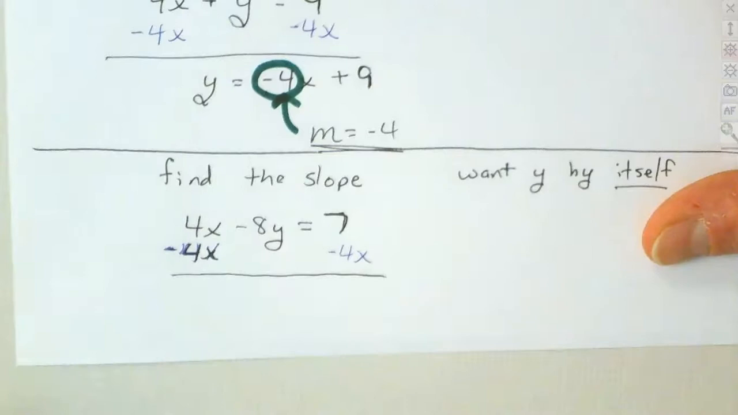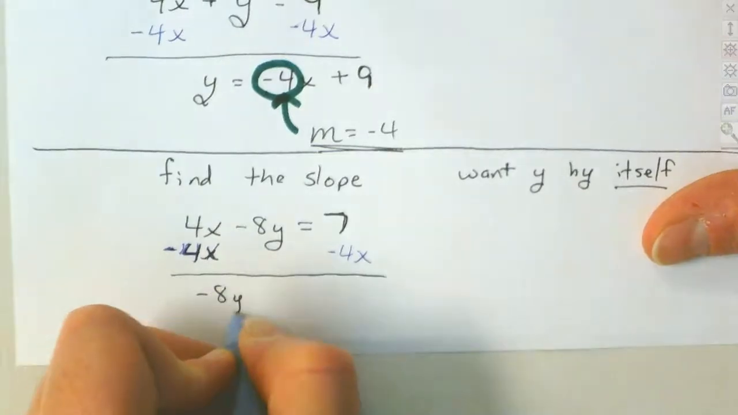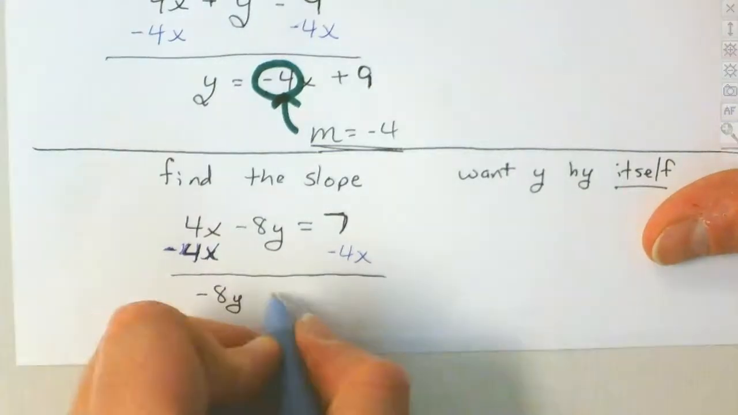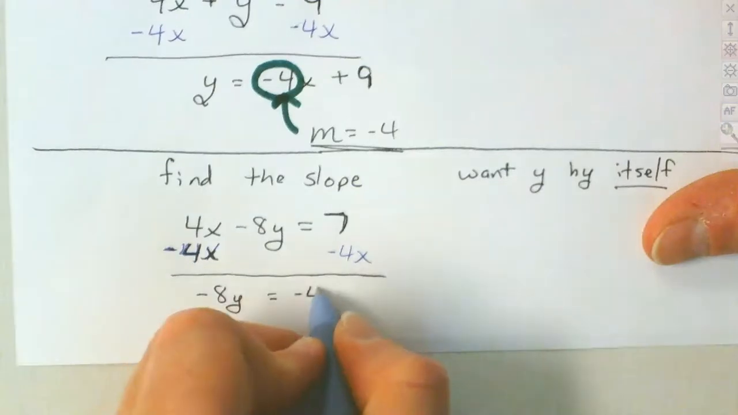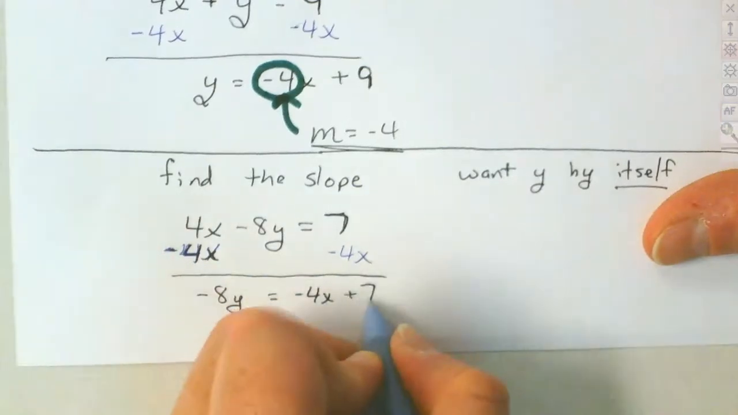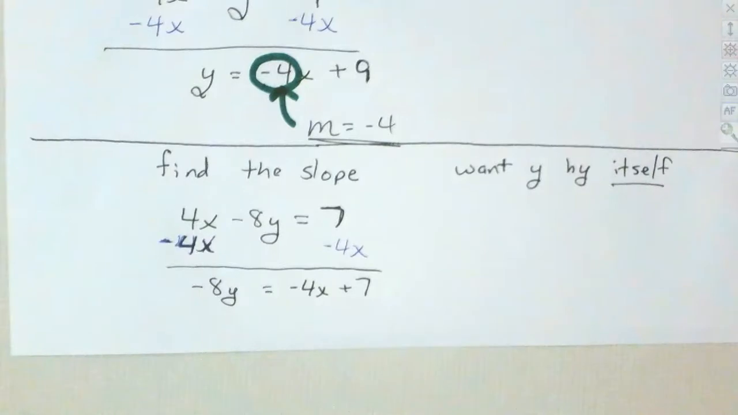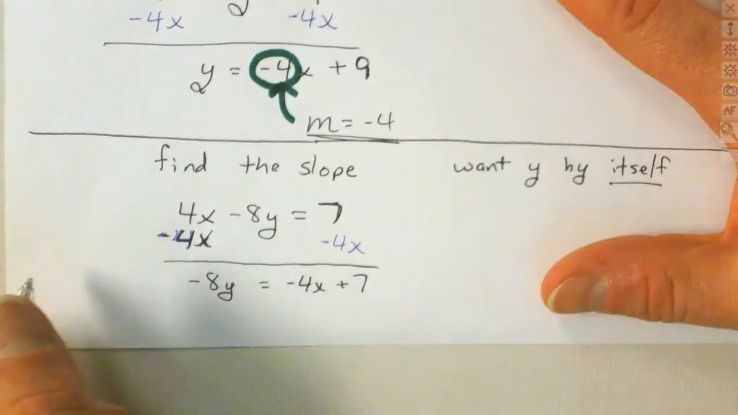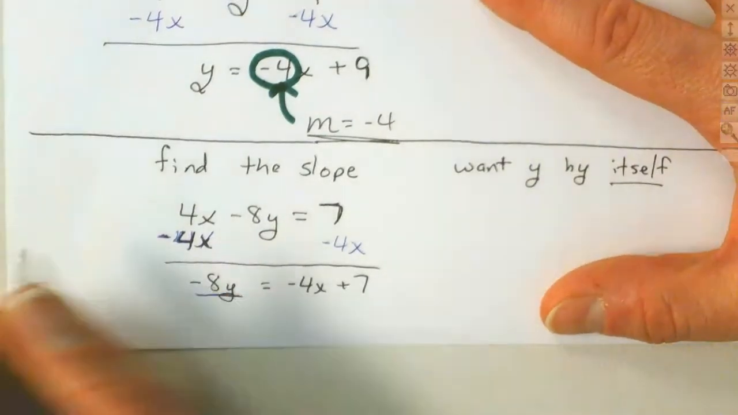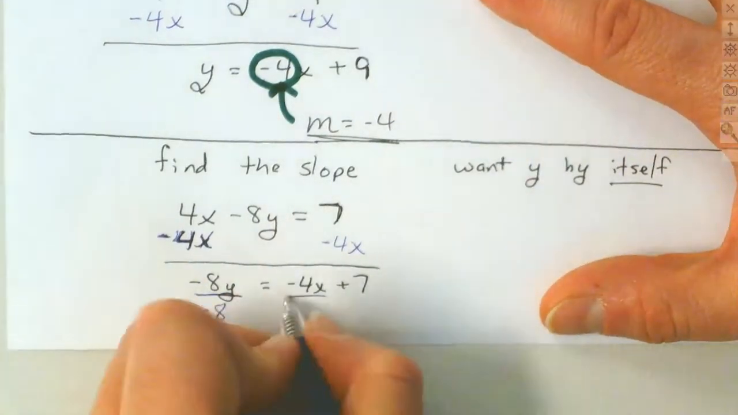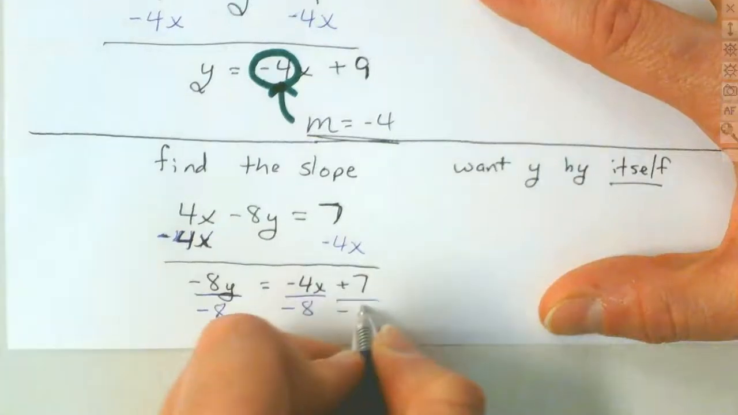Once I move that 4x over, now I've got minus 8y equals a minus 4x plus 7. And I need to solve this for y because I want y by itself. So what do I now need to do? Can someone tell me what I would do next? Okay, divide everything by what? Negative 8. So divide everything by a negative 8. And then you'll reduce it down.